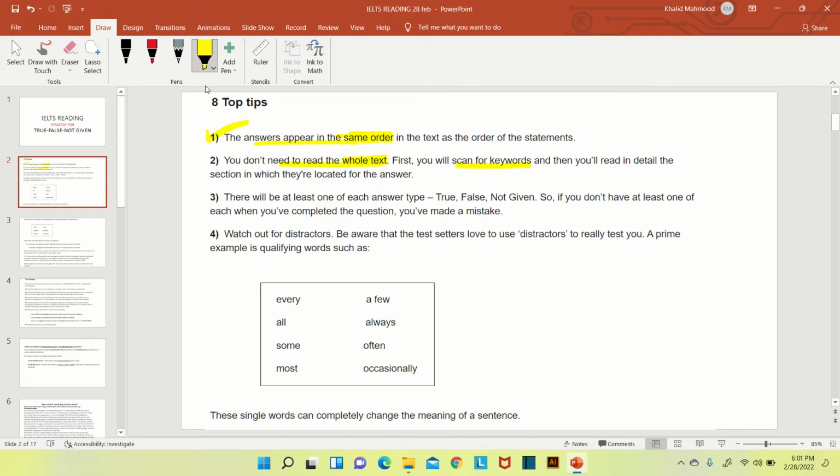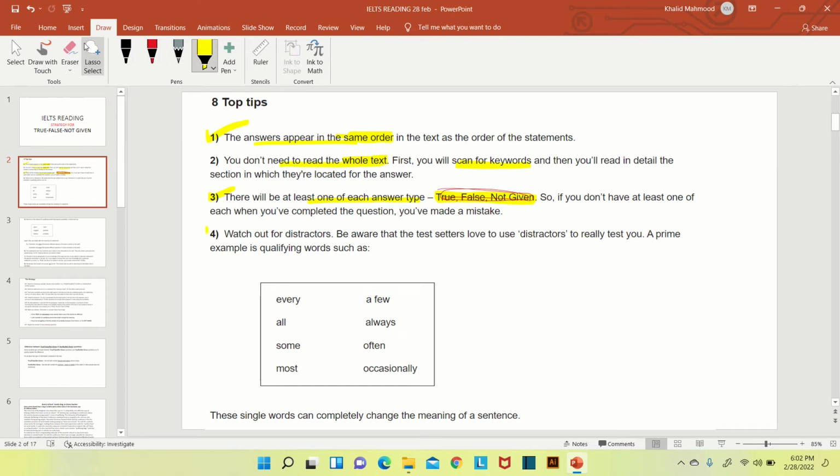First, scan for keywords. Then, if you find the keyword, read in detail. The third one is that there will be at least one of each type. I have told this in the previous video too: there will be at least one of each answer, whether it is yes, no, not given or true, false, not given. This one, number 3, I will discuss once we start doing the practice work.